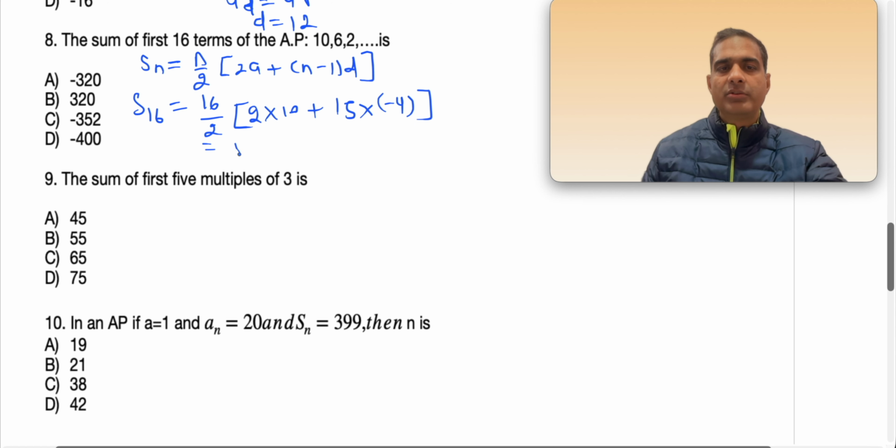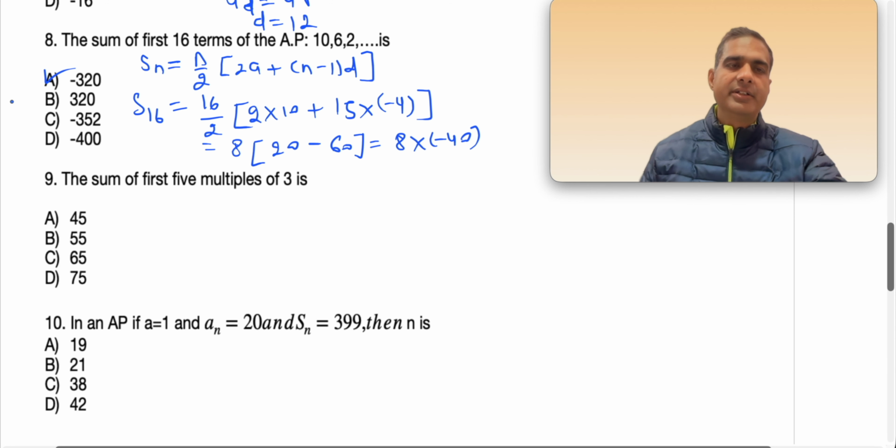So 16 by 2 is 8, 2 into 10 is 20, and 15 into 4 is 60, and plus into minus is minus. So 20 minus 60, so that is 8 times (20 minus 60), which is 8 times minus 40. So 8 times minus 40 is minus 320. So the sum of first 16 terms of this series is minus 320.